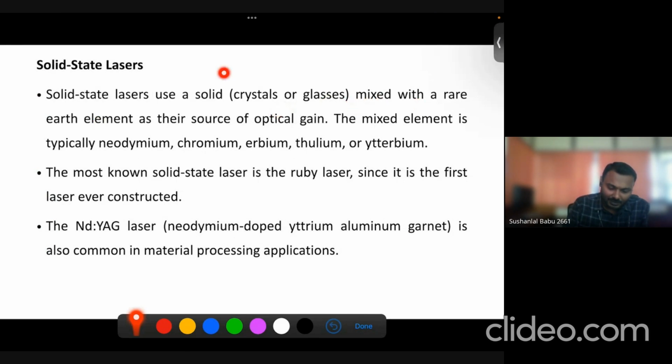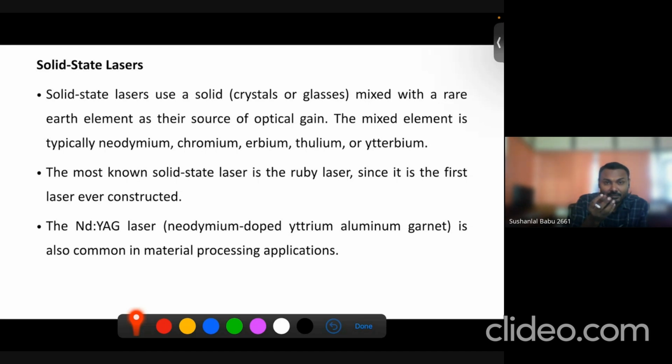So solid means that there is an active medium. In that active medium, one host material is there, and one active material is there. That active material is the material which will be excited to the higher energy level, and then it comes to the metastable state, and from there it will come back to the ground state. While coming back from the metastable state to the ground state, this lasing action will happen. So that you have to keep in mind. The host material will carry the active material.